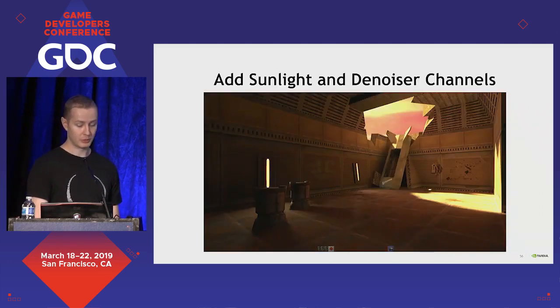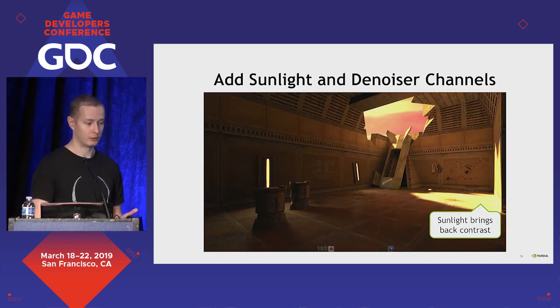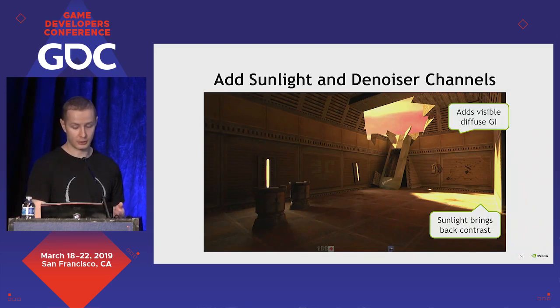The next thing that we did was we added sunlight that brought back the contrast to the image that we lost by making the textures less contrasty. And that sunlight also adds visible diffuse global illumination. And when you move the sun, because nothing is pre-computed here, you get all the dynamic GI updated in real time, and it's very cool to see.